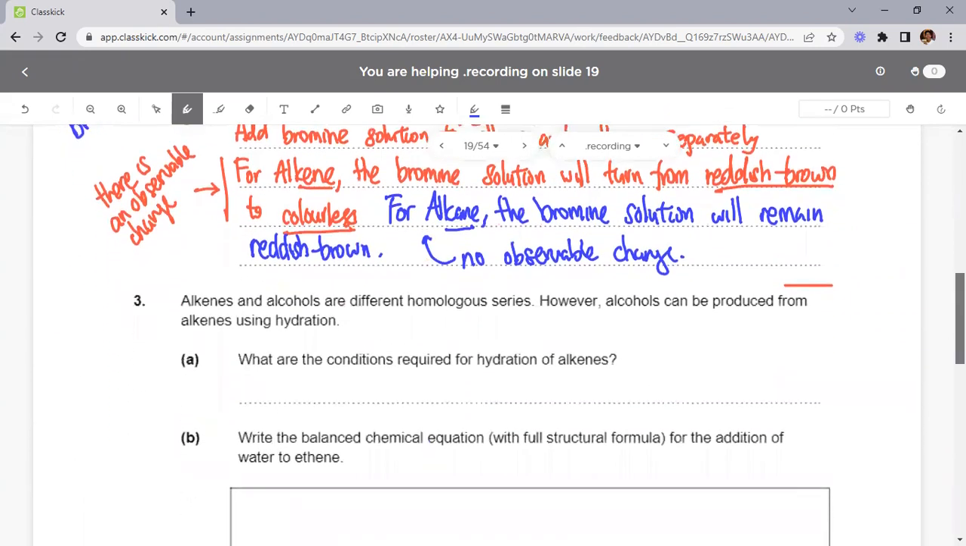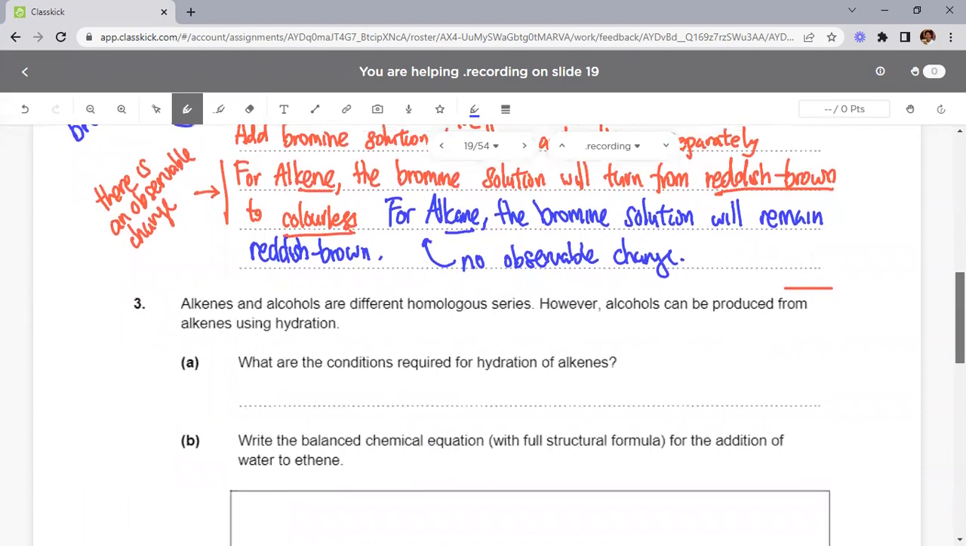Okay, so we are done with hydrogenation. We are done with bromination. We are now going to go into the next one, which is called hydration. Alkenes and alcohols are different homologous series. However, alcohols can be produced from alkenes using hydration. So if I let alkenes undergo hydration, I can actually get my alcohol. So this is the process we are going to look at. How can we get alcohol from alkene?